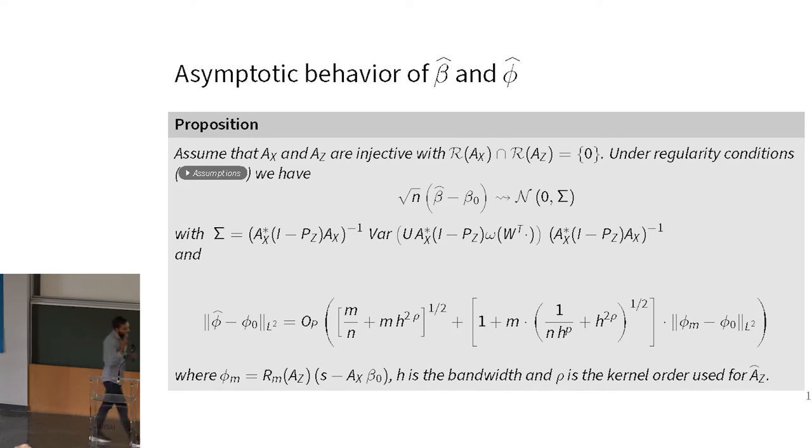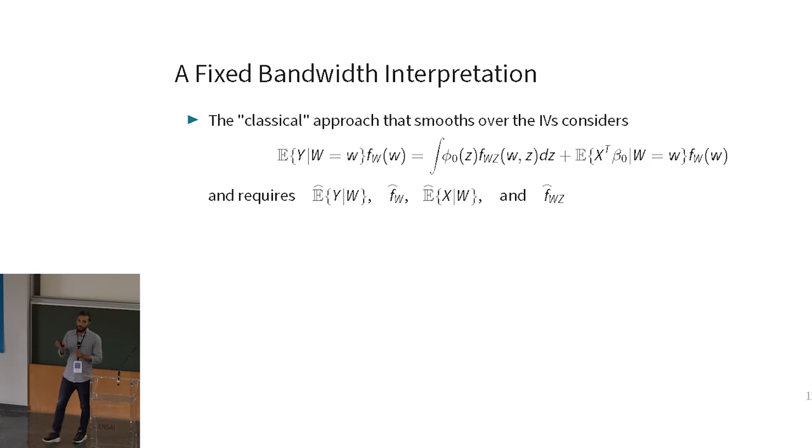Now, there is actually a very nice interpretation of this estimator, which is connected also with the more classical estimator that smooths over the instrumental variables. It's actually a result that is connected to one of the papers of Lapenta, because the papers that smooth over the instrumental variables essentially have to send to zero the bandwidth on the instruments. Otherwise, we can think that the estimation method is not consistent.